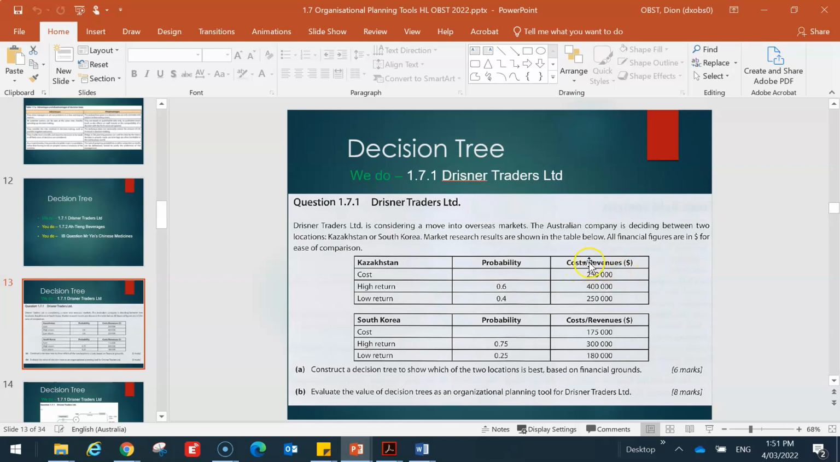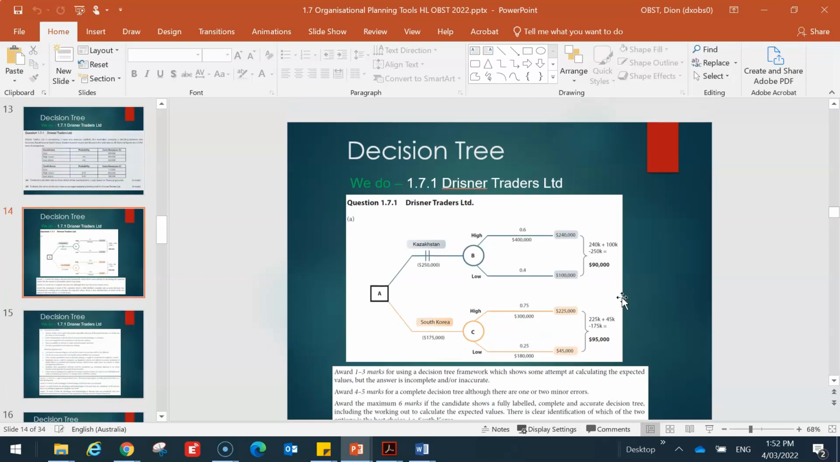As I mentioned, costs and revenues, by no mistake, we see them categorized together, because the next value we see, this 400,000, is considered to be a revenue. The probability of a high return is 60%, and the expected or predicted revenue that would be attributed to that would be $400,000 in this case. Same applies with the low return, probability of a low return occurring of 40%, and then the expected revenue return of $250,000.